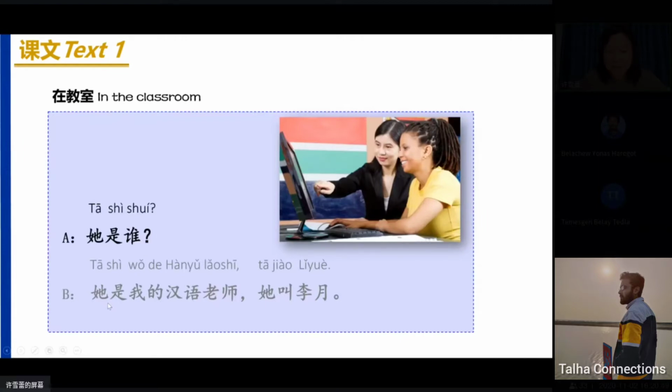喂，他是我的汉语老师，他叫李月。So try typing Chinese characters on your keyboard.